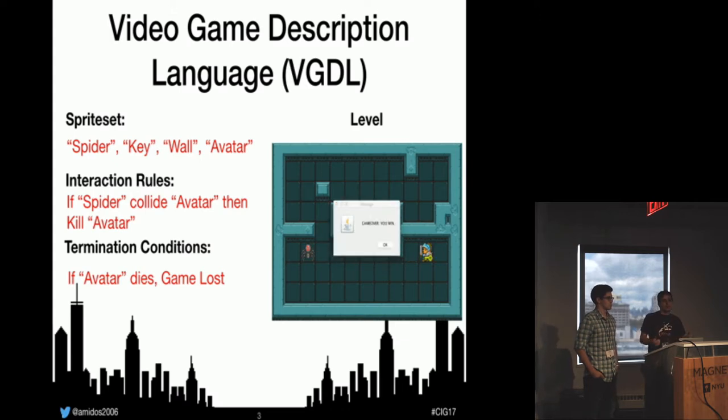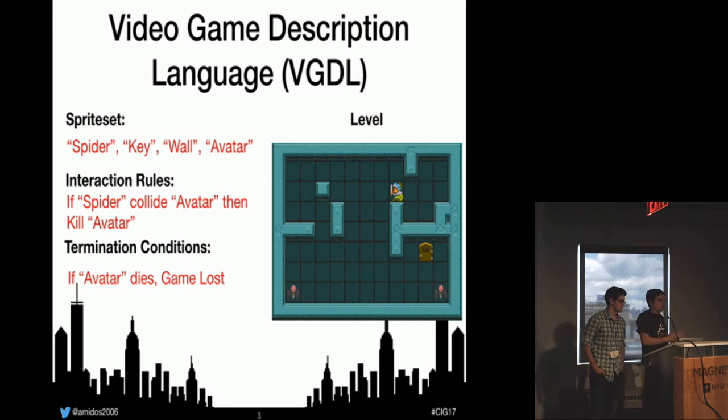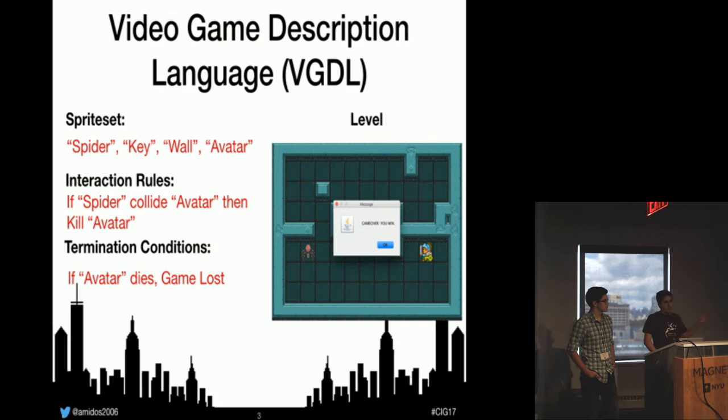There is also a section for interaction rules, and these rules are just collision rules. What will happen if two objects collide? For example, if the spider collides with the avatar, the avatar will die. The third one is the termination conditions, which say how the game should end. Something like, if the avatar dies, you lose, or if the avatar reaches the door, you win. The last thing is the level itself. You can represent the level as a two-dimensional matrix, and in the end it will generate a level like that based on the other information in the VGDL.